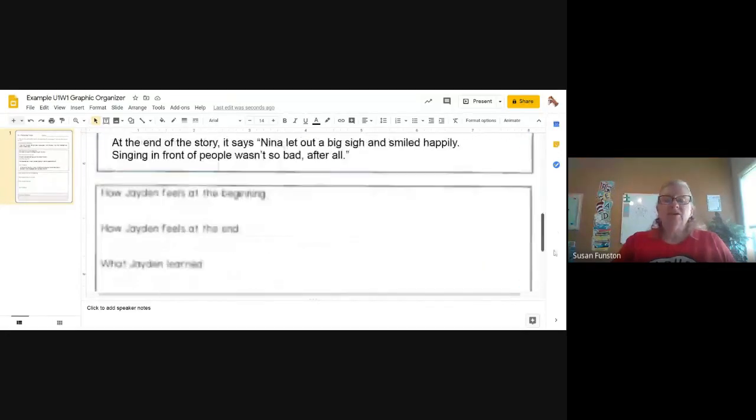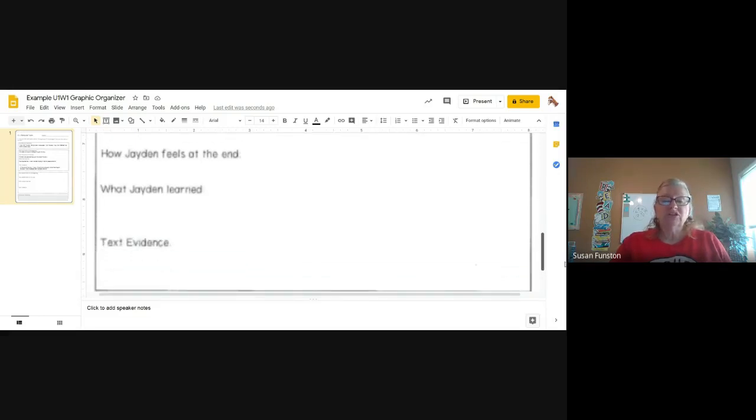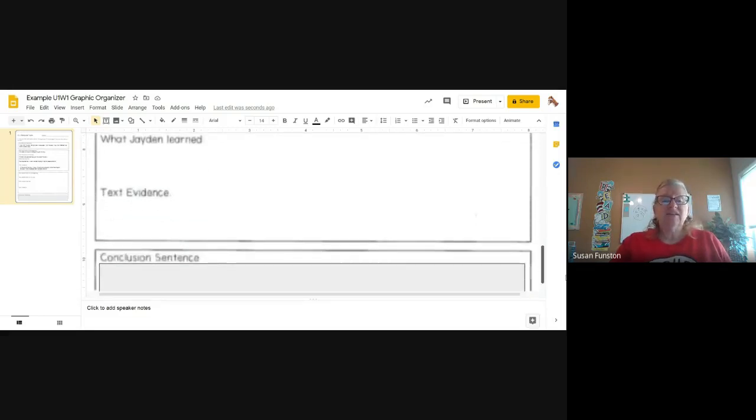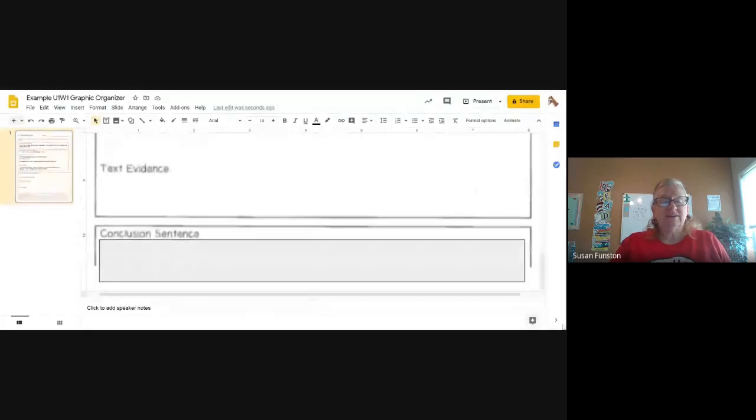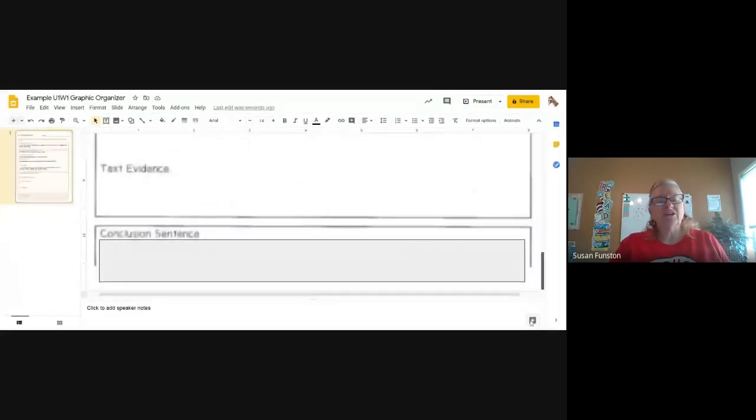Okay, my next paragraph is going to be about Jaden. So we're going to answer the same questions: how Jaden feels at the beginning, how Jaden feels at the end, what Jaden learned, text evidence, and then we're going to write a concluding sentence. So our concluding sentence is a lot like our introduction sentence, just kind of reworded.